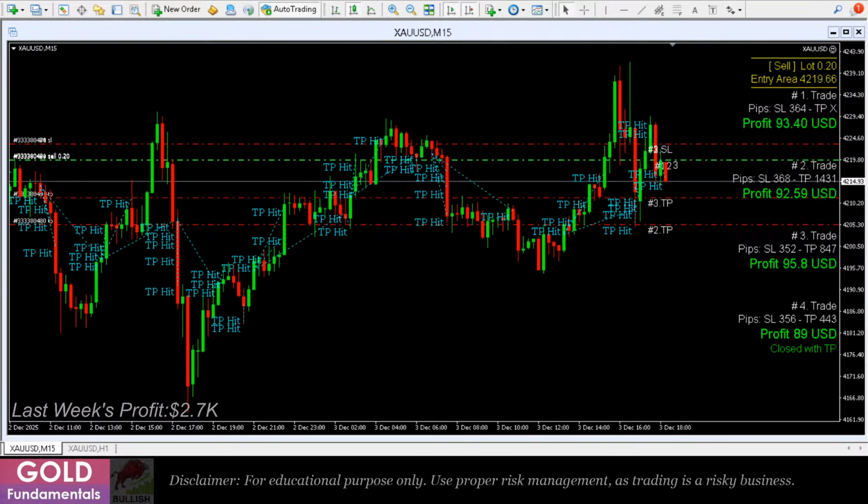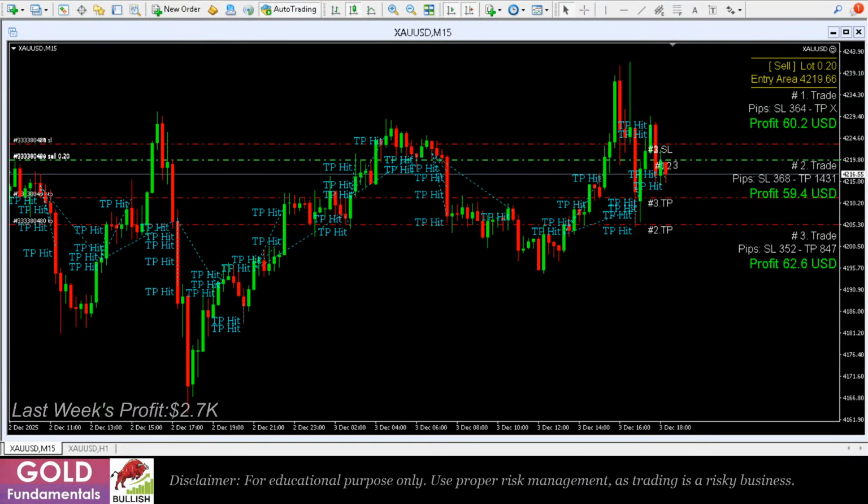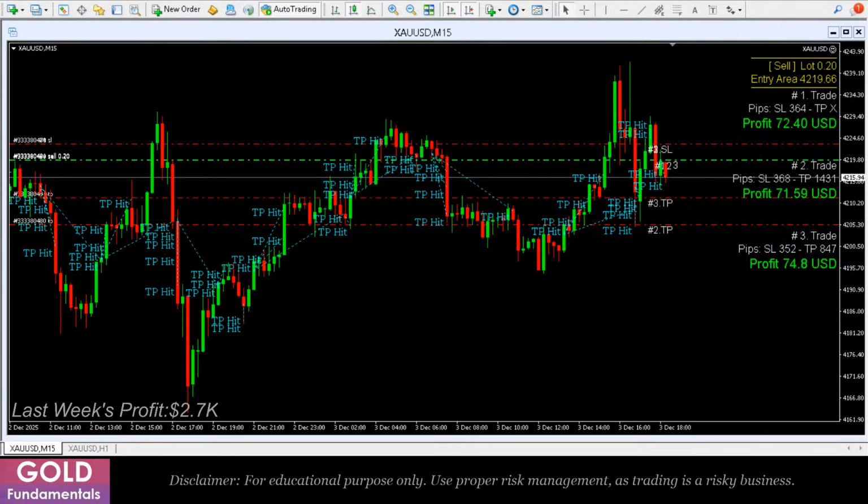In contrast, the New York session runs from 8 a.m. to 5 p.m. Eastern Standard Time. It begins as the London session is winding down, creating a period of overlap from 8 a.m. to 12 p.m. Eastern Standard Time, which is one of the most active times in the Forex market. The New York session is influenced heavily by economic data releases from the United States, including reports on employment, GDP, and consumer sentiment. These releases can cause sharp market movements, particularly in USD currency pairs.